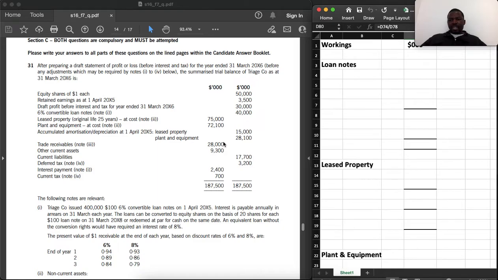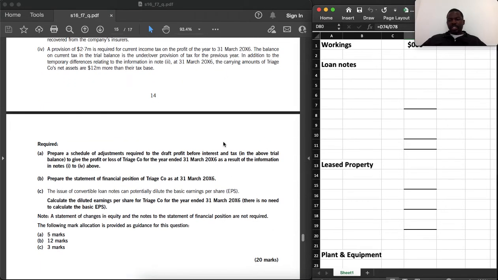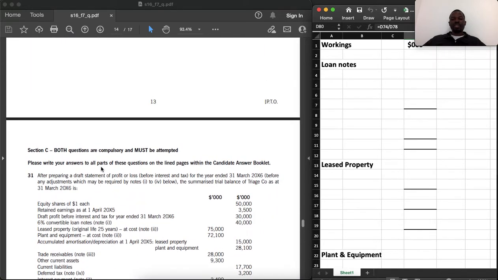We are here in number 31. Let's go to the required. Required A. Prepare a schedule of adjustments required to the draft profit before interest and tax in the above trial balance to give the profit or loss of TCO for the year ended 31 March 20x6 as a result of the information contained in notes 1 to 4 above. So we are going to adjust the profit that we are given.